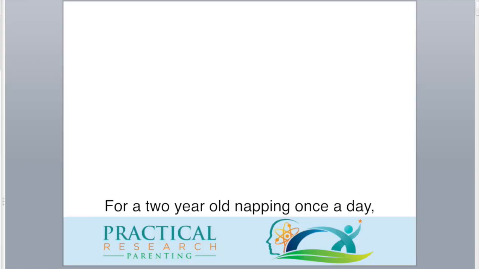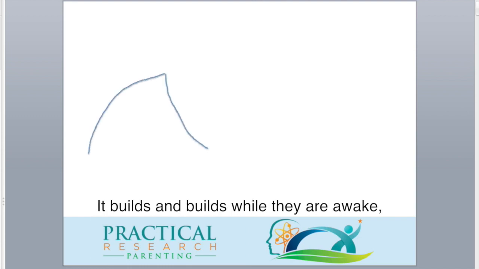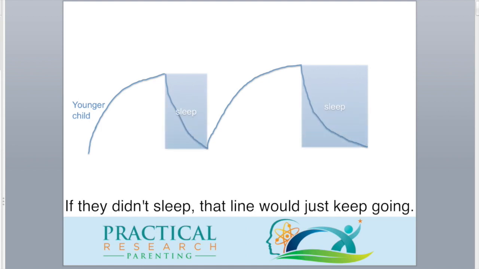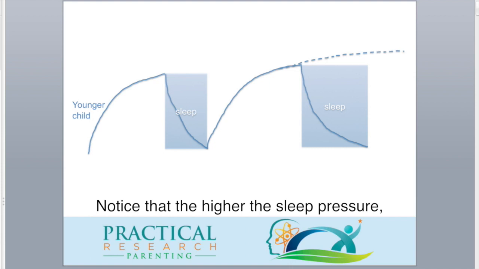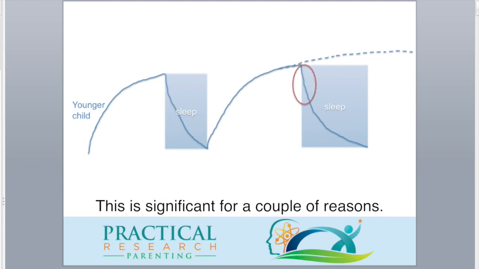For a 2-year-old napping once a day, sleep pressure might look something like this. It builds and builds while they're awake, then drops off when they sleep. If they didn't sleep, that line would just keep going. Notice that the higher the sleep pressure, the sharper the drop-off when they finally fall asleep. This is significant for a couple of reasons.